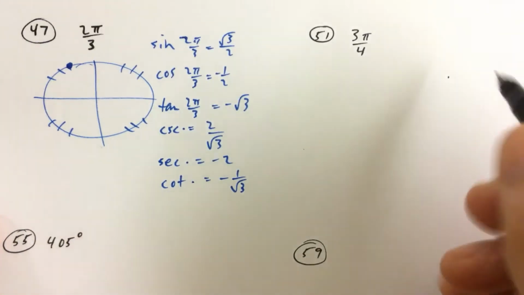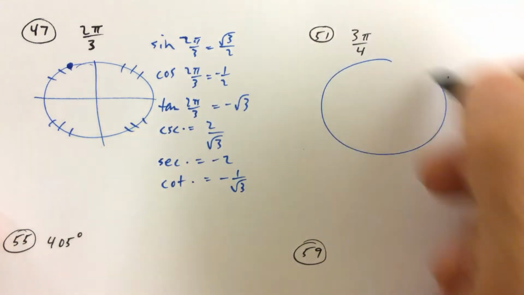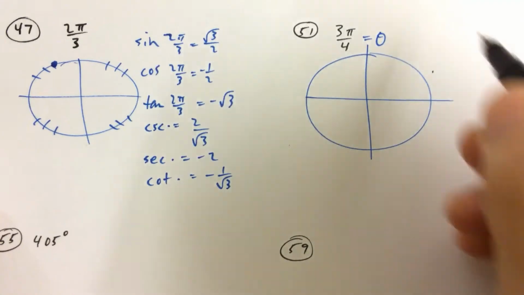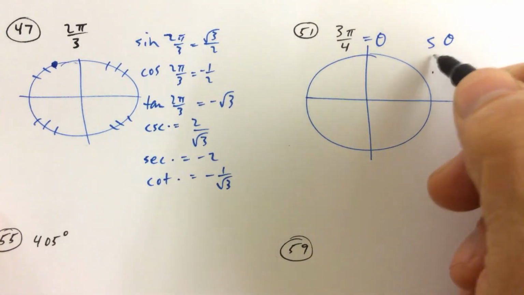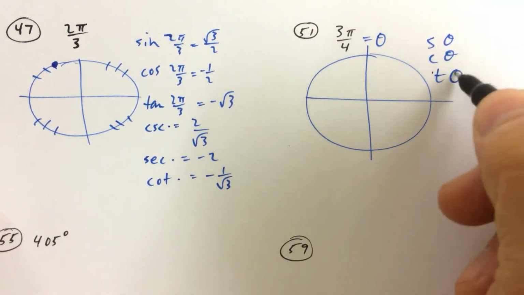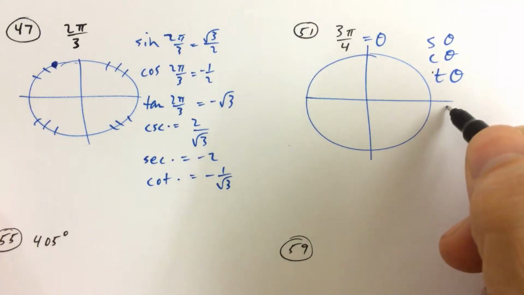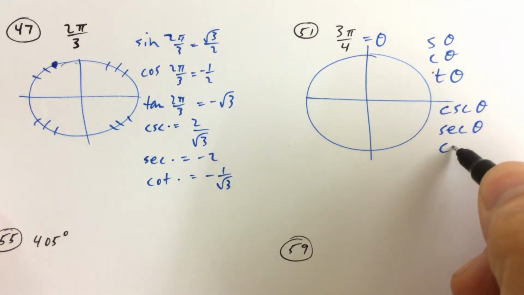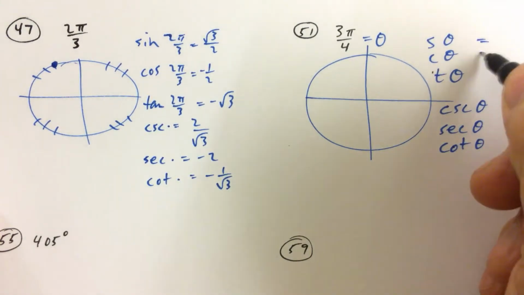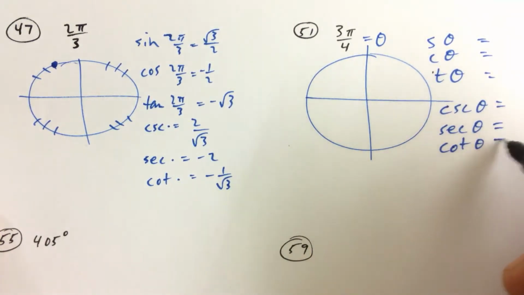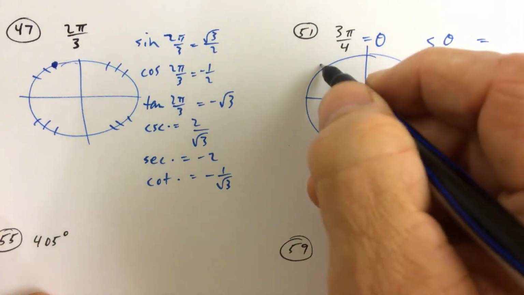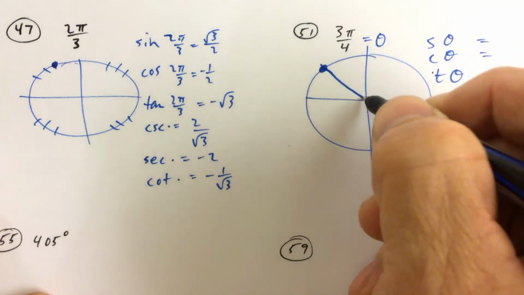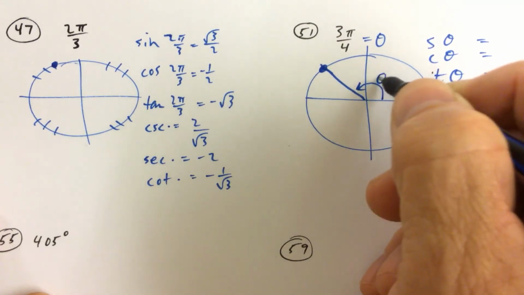And then we do the same with 3 pi over 4. And let's call 3 pi over 4 theta. So we can find the sine of theta, cosine of theta, tangent of theta, cosecant, secant, and cotangent. So that's a little shorthand here because the numbers are going to be really easy. Since we already know where 3 pi over 4 is, it's right there.